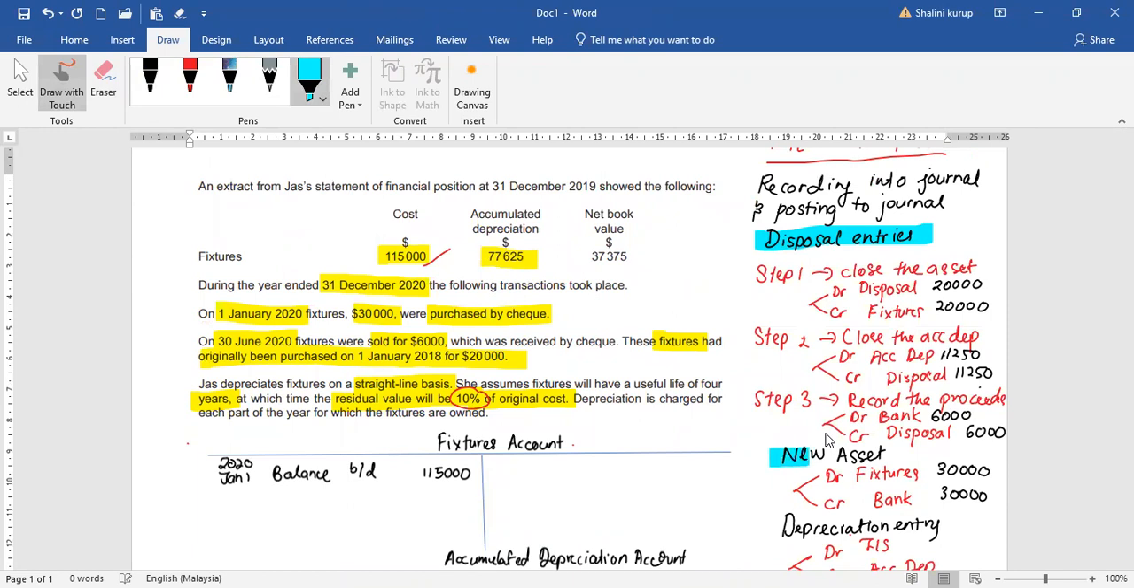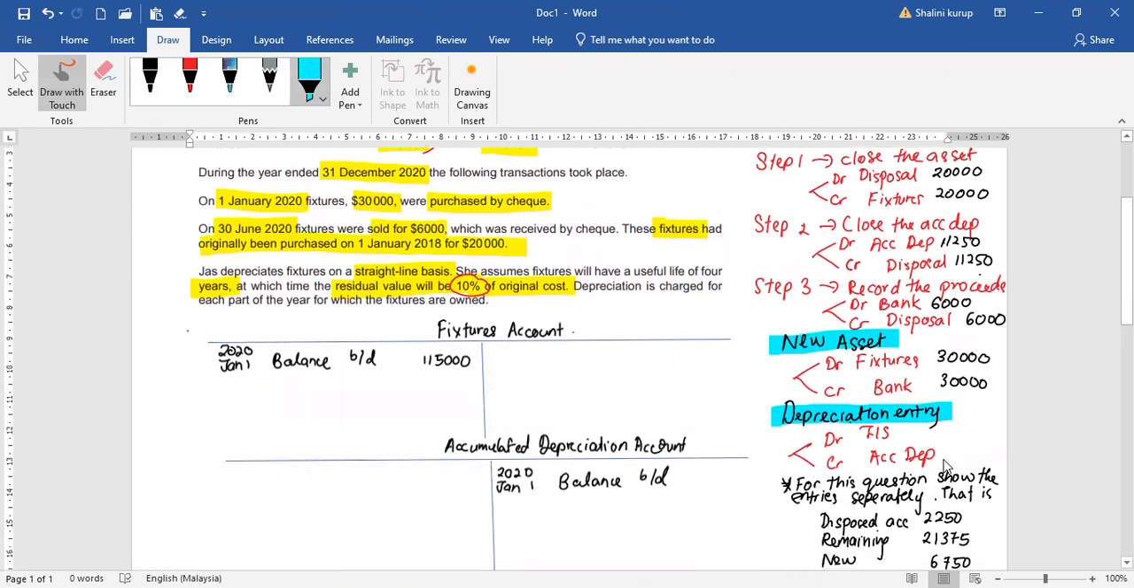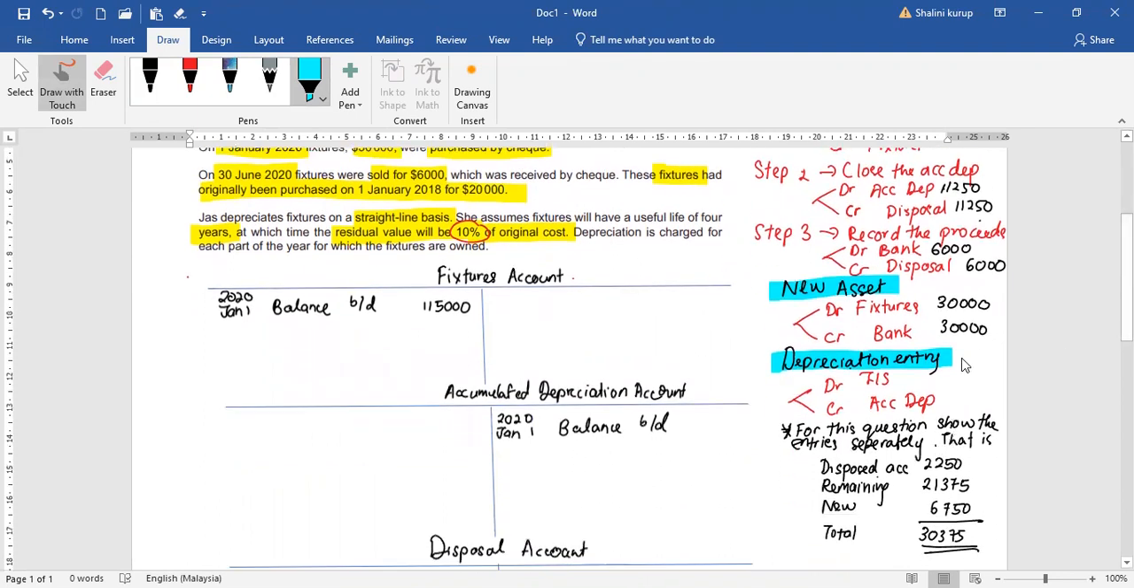Then you'll have the recording of the new asset as well as the recording of the depreciation entry. Now before I go further, if you ask me where I got all these figures, kindly refer to your part 1 and part 2. For depreciation, obviously it's part 2 of the video which will give you all the figures. Now for the depreciation, something that I would like to state is that based on the marking scheme, they have actually given a mark for each one of these. Therefore it is advisable to show it separately.